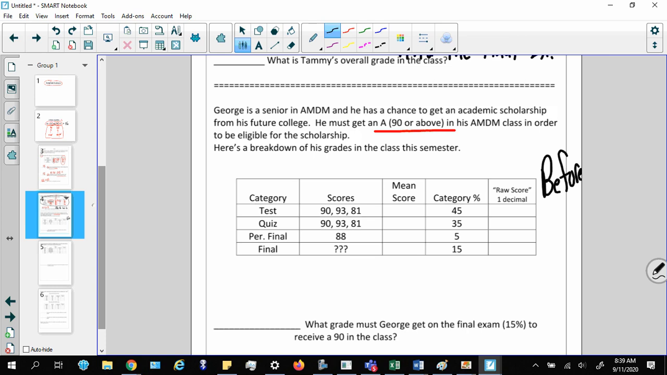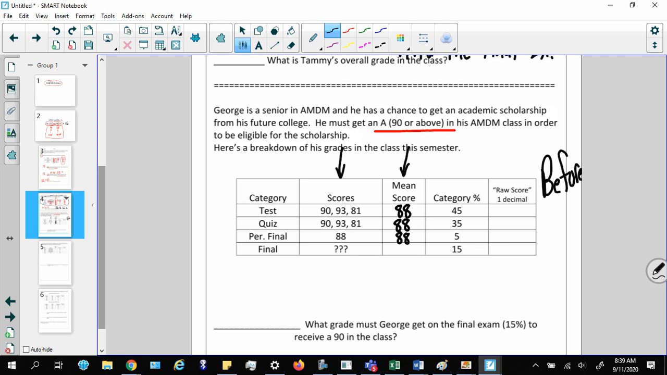Well, if you notice, the test and quiz, we got the scores, but we don't have the mean score, so we just got to average them out real quick. So 90 plus 93 plus 81, 264 divided by 3. All right, so his mean score for both his quiz as well as his test, I just kept everything the same to keep life easy. And in fact, the performance final too, just trying to make the work even lighter.